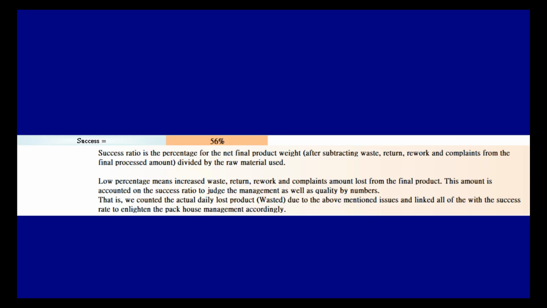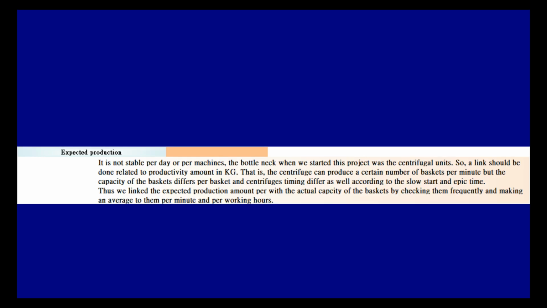Success equals 56%. Success ratio is the percentage of the net final product weight, after subtracting waste, returns, rework and complaints. A low percentage means increased waste, returns, rework and complaints amount lost from the final product. This amount is accounted in the success ratio to judge the management as well as quality by numbers. That is, we counted the actual daily lost product, wasted due to the above-mentioned issues, and linked all of it with the success rate to enlighten the packhouse management accordingly.